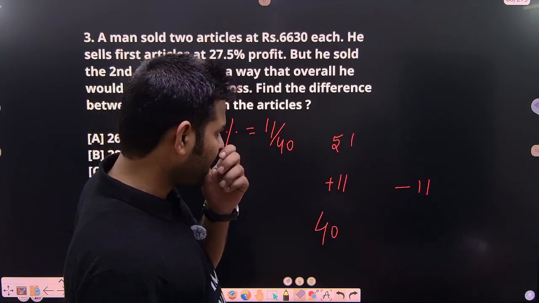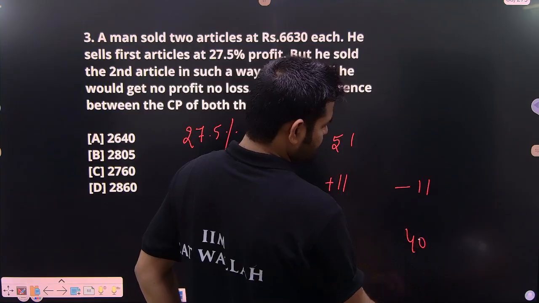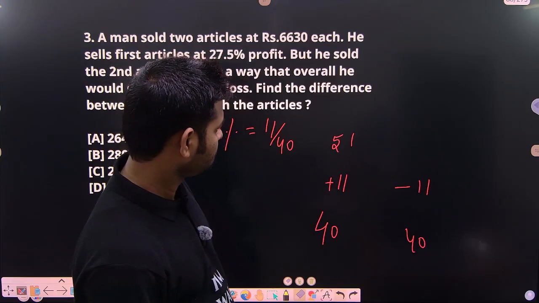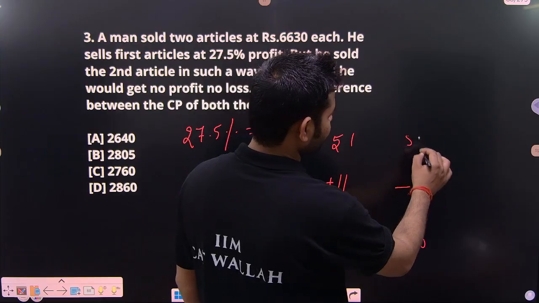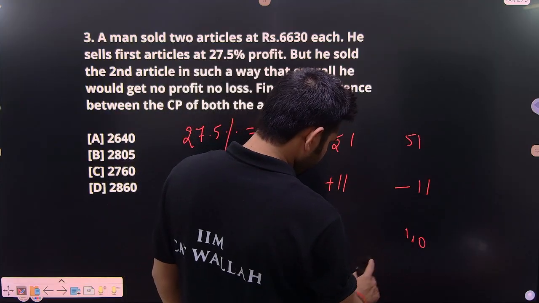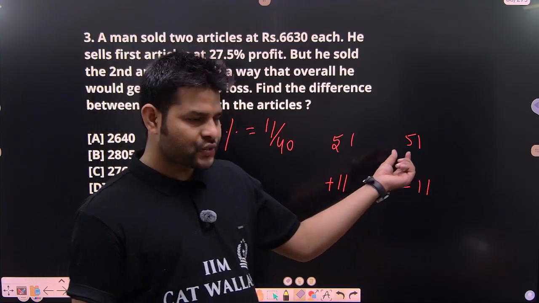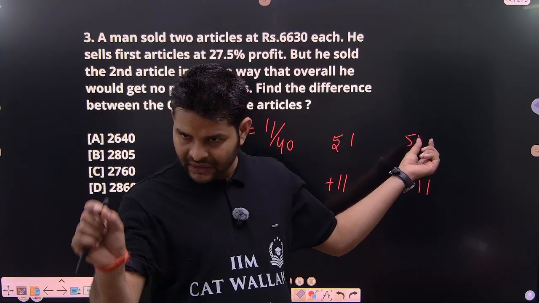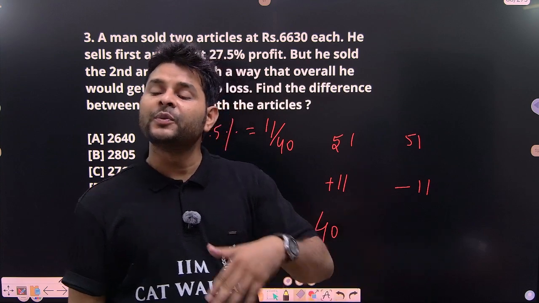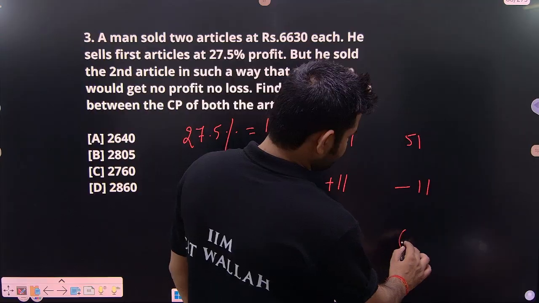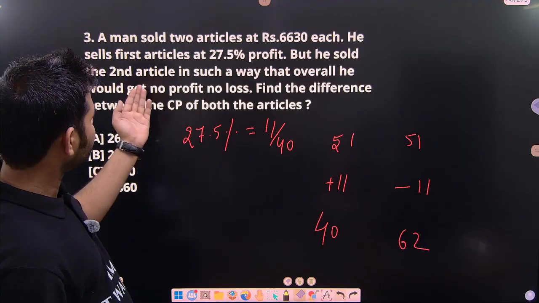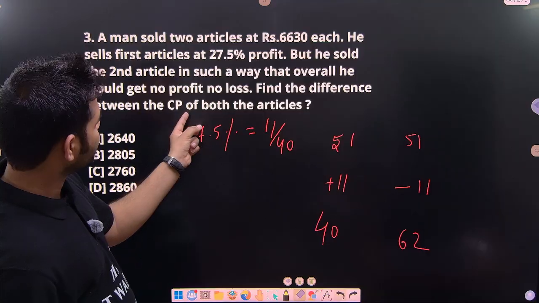So CP, SP would be, if 40 is the same, yes, SP same, 51 same. If I have sold something at 51 units and I have a loss of 11, what would be the CP? 62, exactly 62.